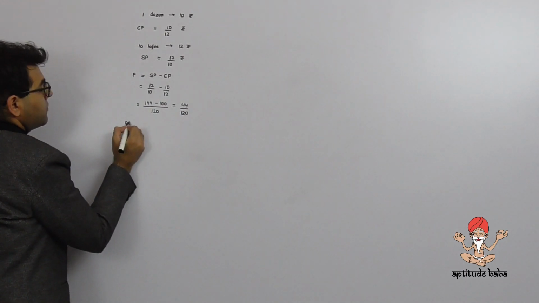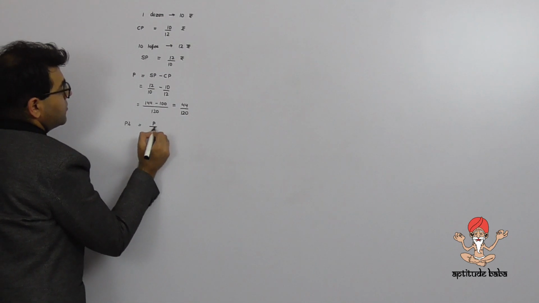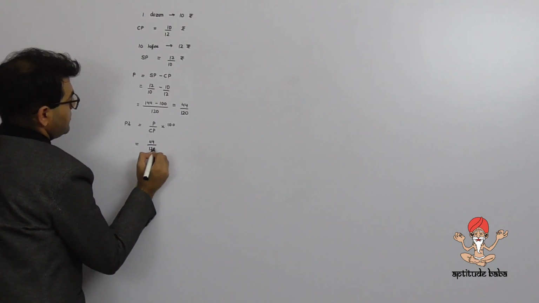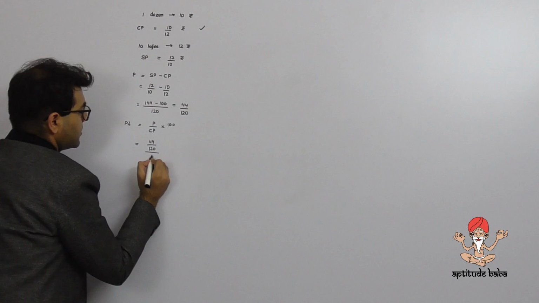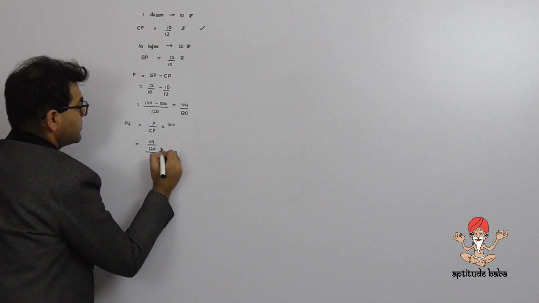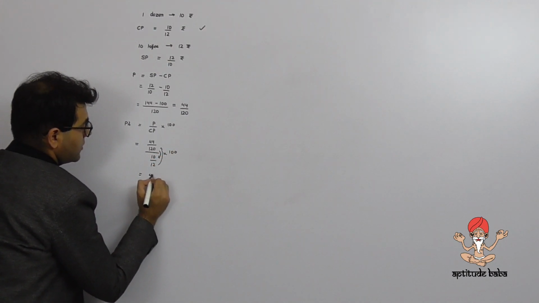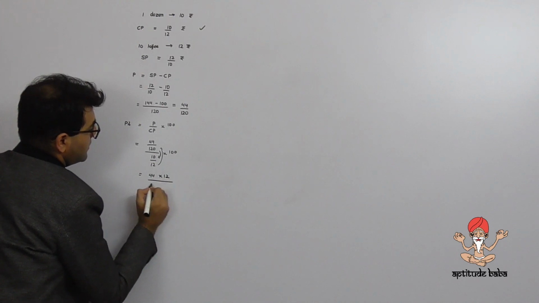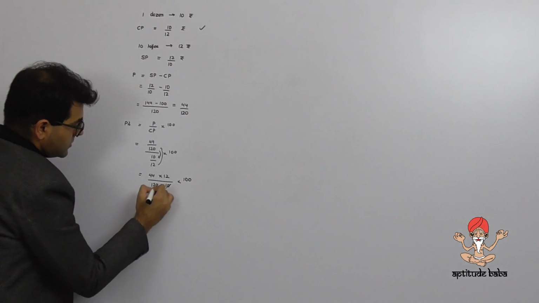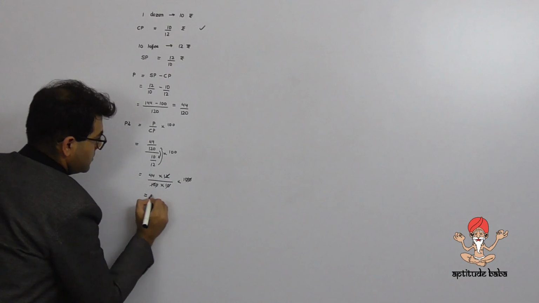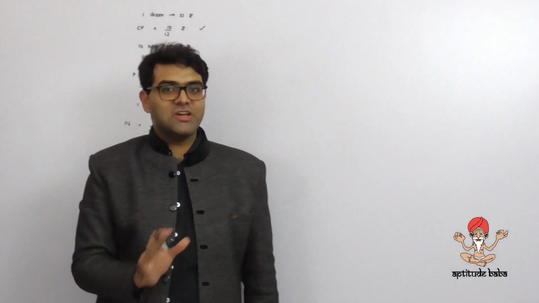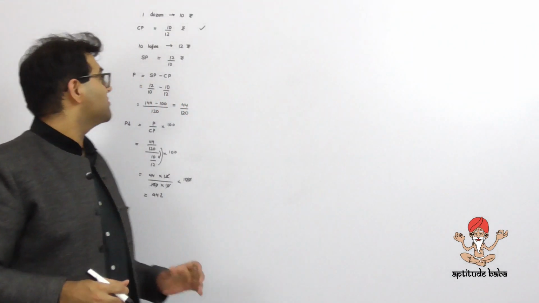44/120. If you want to define profit percentage, well, profit percentage is profit upon cost price into 100. Now my profit is 44/120. What was my cost price? Cost price was 10/12. इसको सिंप्लीफाई कर लेते हैं. 120 नीचे आ जाएगा, 12 ऊपर चला जाएगा. So what do we have here? 44 into 12 divided by 120 into 10 into 100. Now that gets you what? That gets you 44% as the answer.